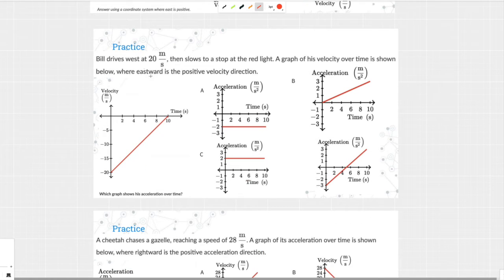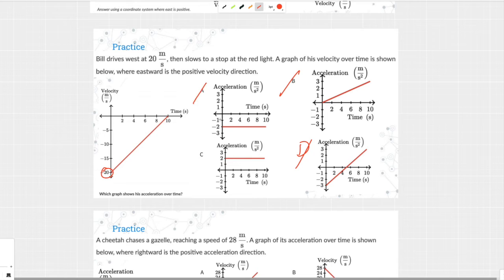Bill drives west at 20 meters per second. So that is negative, which is denoted right over here. And in this situation, we're given the velocity graph, and we have to match the acceleration. So this is going to be giving us a positive acceleration. So it's going to be a flat line, but it's going to have a positive acceleration. So this is wrong. This is also wrong. Well, this should be D over here.